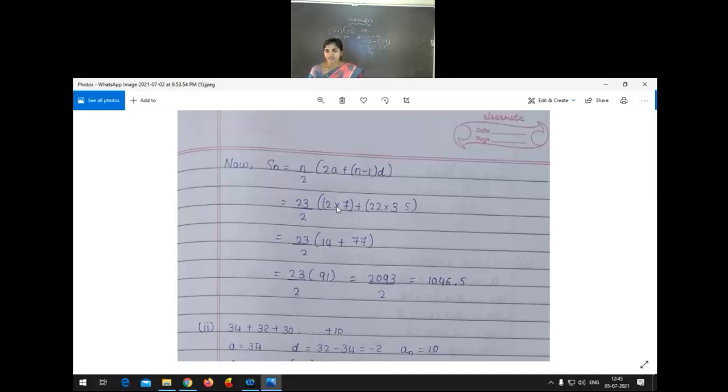So 2 into 7, that is next. Here what we got is 23. 23 minus 1 is 22, that is into 3.5. So next, after the simplification, they got the answer 1046.5.